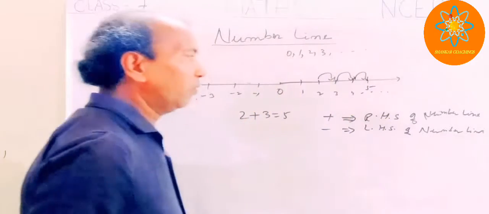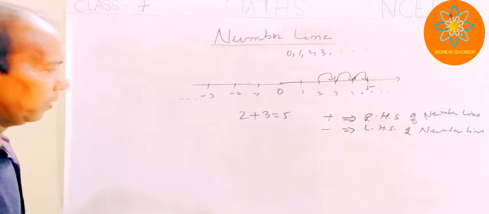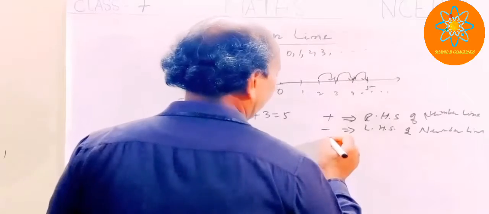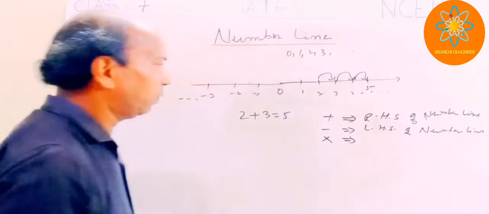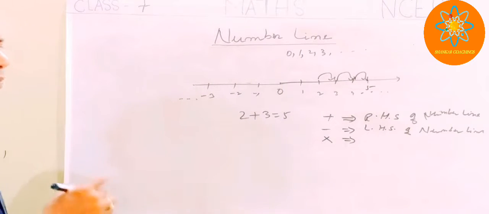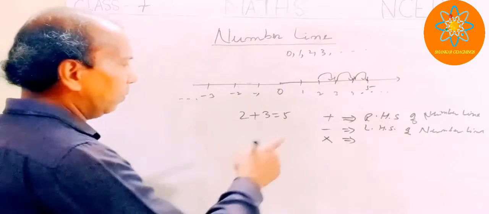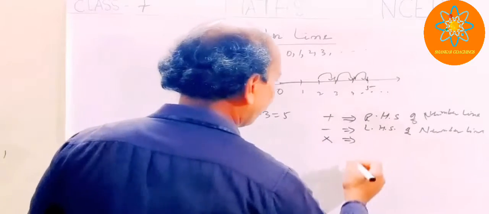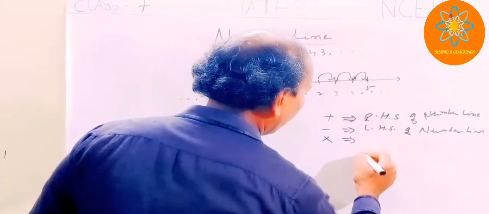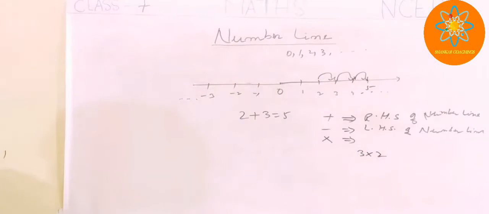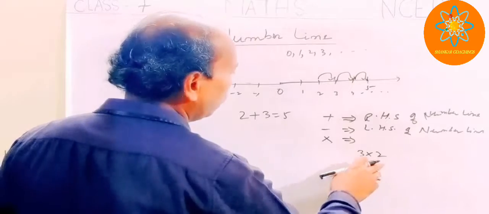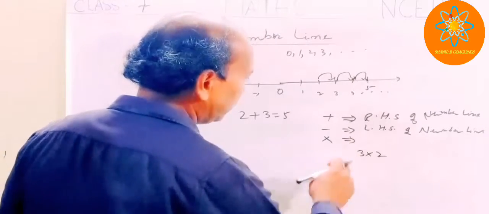Similarly, suppose we want to take multiplication. In that case, you have to use the number line. How do you use the number line in the multiplication case? Suppose we want the value of 3 into 2. How will you find 3 into 2? With the help of number line. So 2 is there.